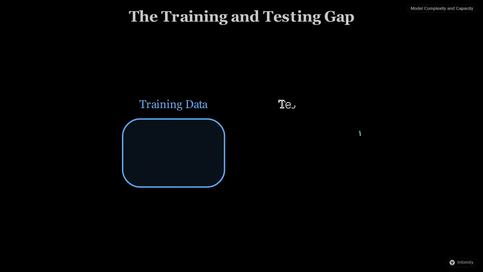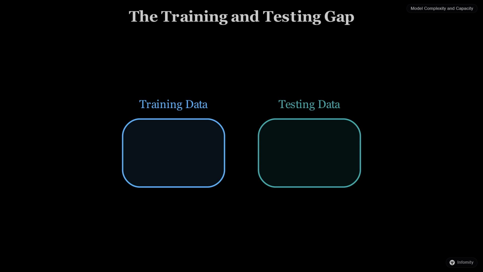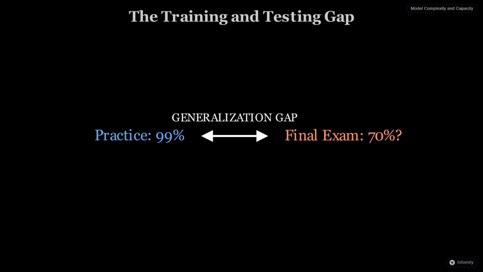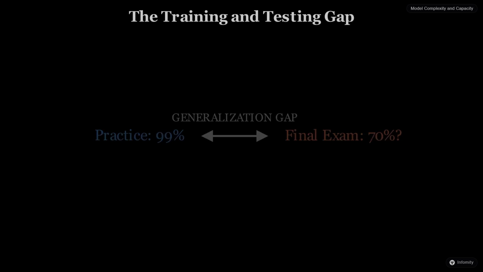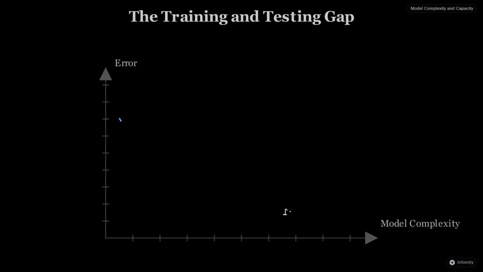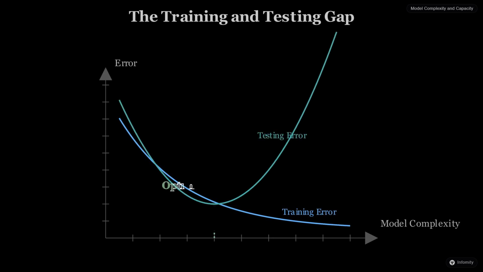There is a measurable gap between how a model performs on what it has seen versus what is new. Think of it as the difference between a student's practice scores and their performance on the actual unseen exam. This U-shaped curve is the ultimate guide. Our goal is to find the bottom of that valley where the model is complex but remains useful.